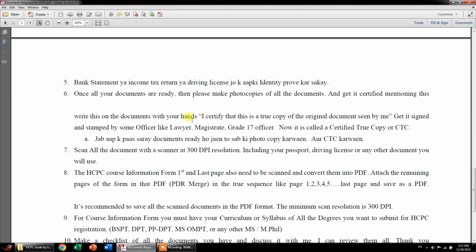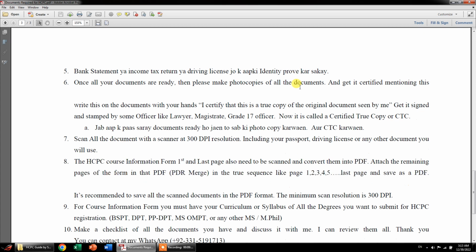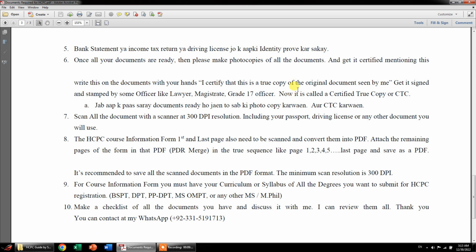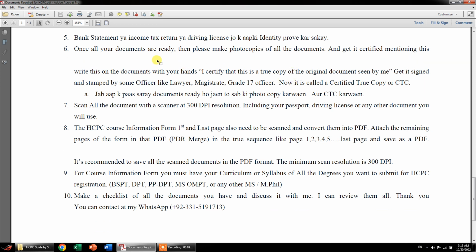Then the bank statement, income tax return or driving license that can prove your identity. This is really very important for you to prove your identity. Once you apply online, they say that you must provide something to prove your identity. So I think the driving license or your income tax return are good things to help you with. Once all your documents are ready, then please make photocopies of all the documents.